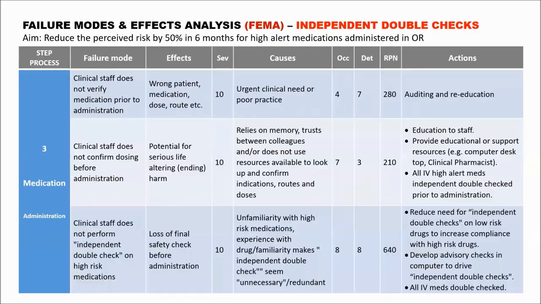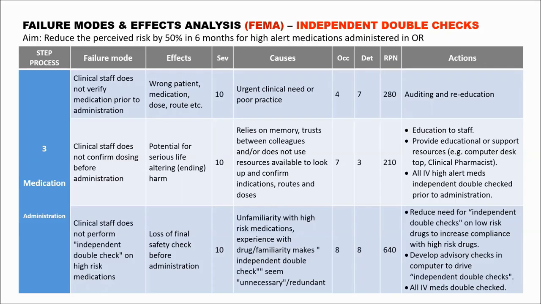Excellent. And the last step is medication administration. So our failure mode here is clinical staff doesn't verify medication barrier to administration. The effect is the wrong patient, medication, dose or route, which was due to urgent clinical need or poor practice, and the action to be taken is auditing and re-education. Then we have the clinical staff doesn't confirm dosing before administration, which would affect the potential for serious life harm. This is due to reliance on memory or trust between colleagues and or not using the resources available to look up and confirm indication, routes and doses.